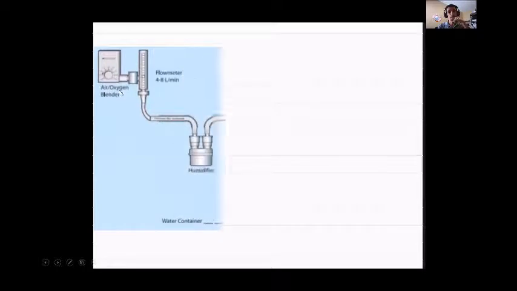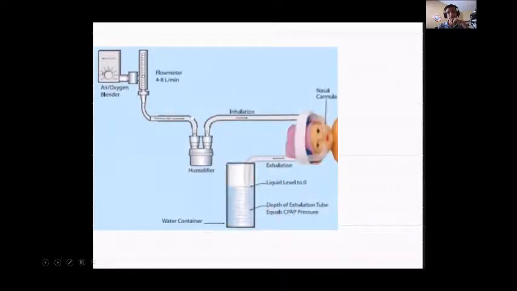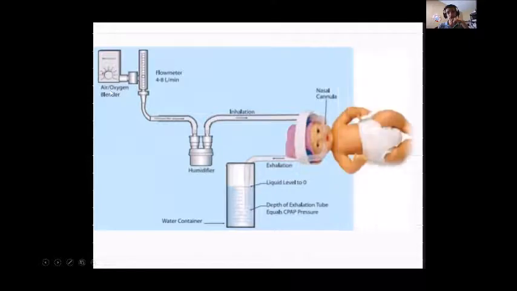Now, we set the CPAP by blending air with oxygen, and the oxygen should be heated, and then humidified, and then inhaled by the patient through a nasal cannula. And because we have a flow, the pressure is generated by blocking the exhalation tube. And the blocking happens through water.